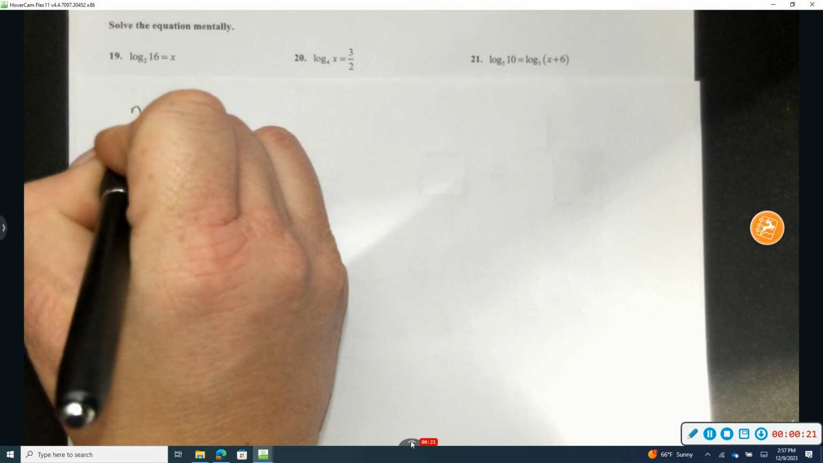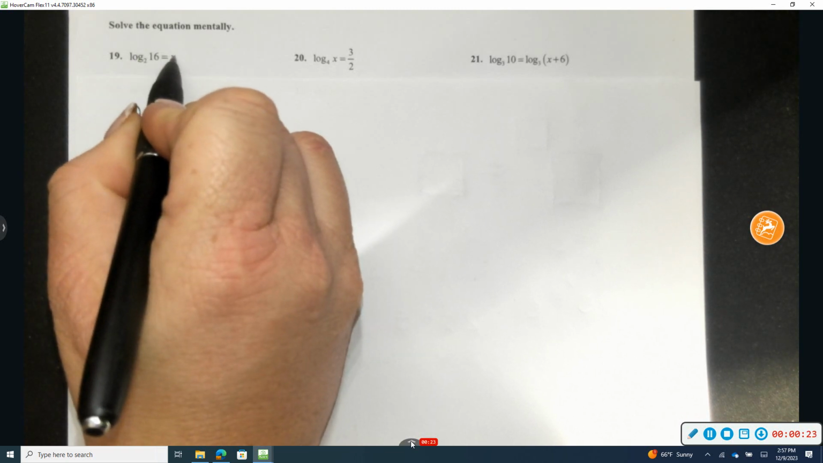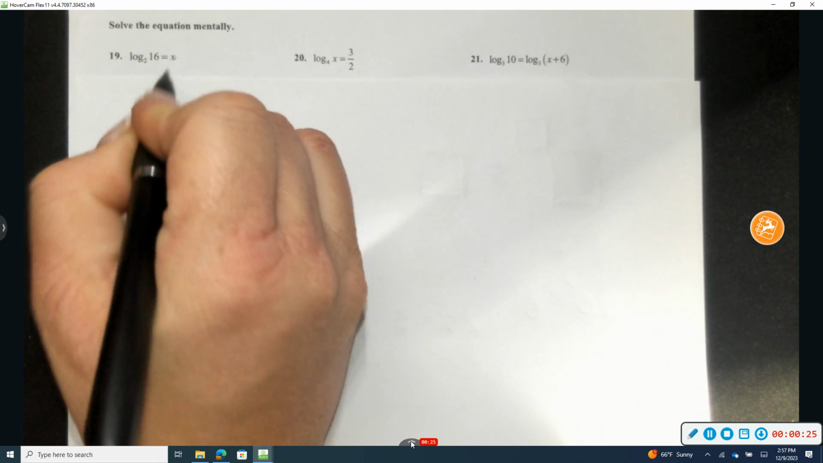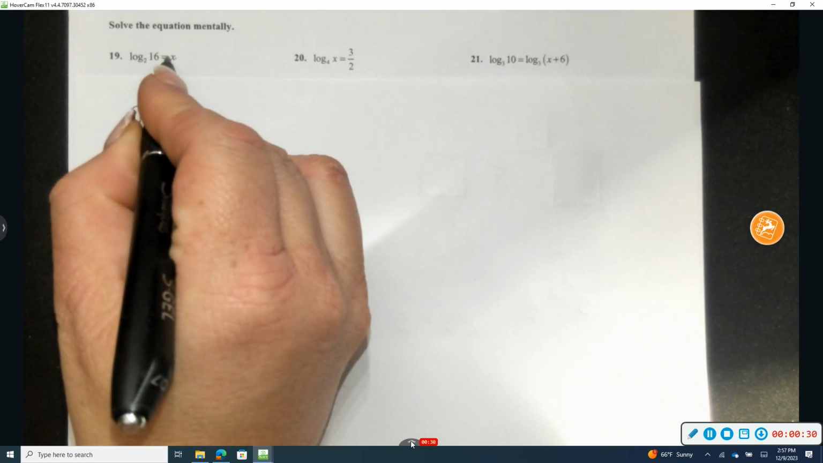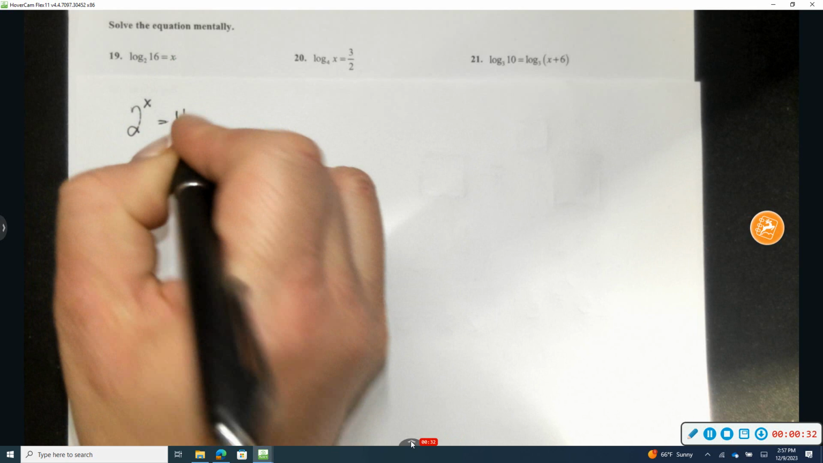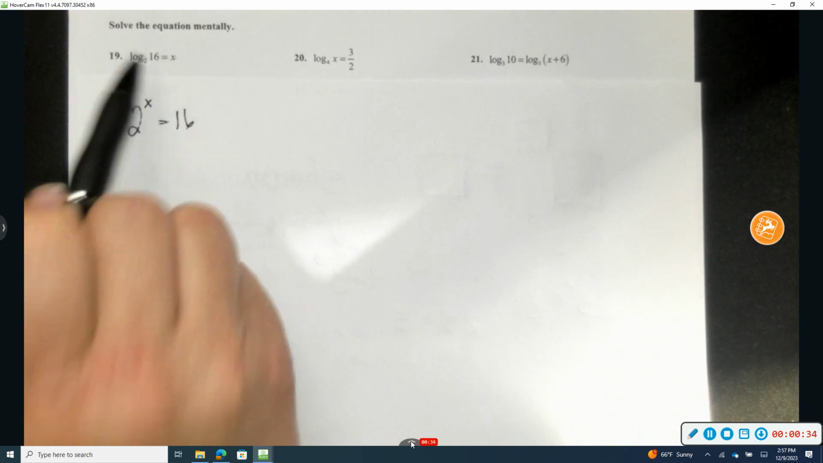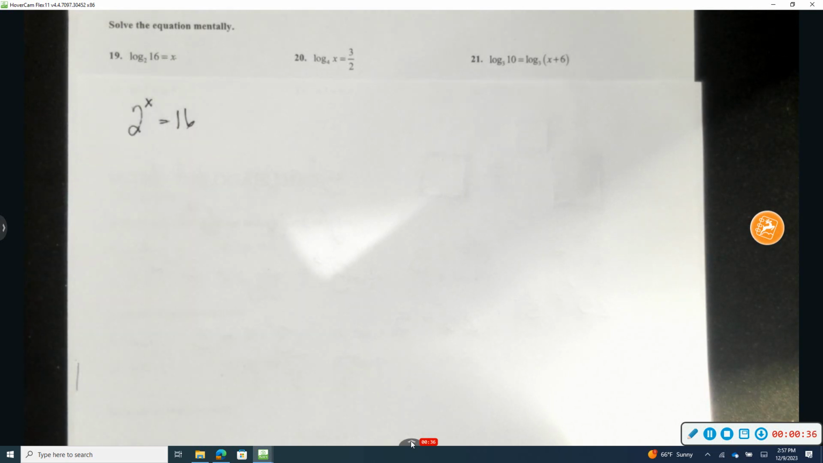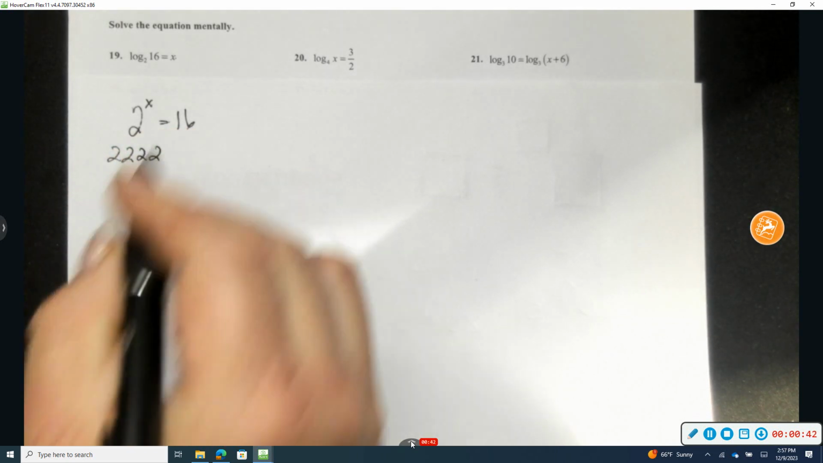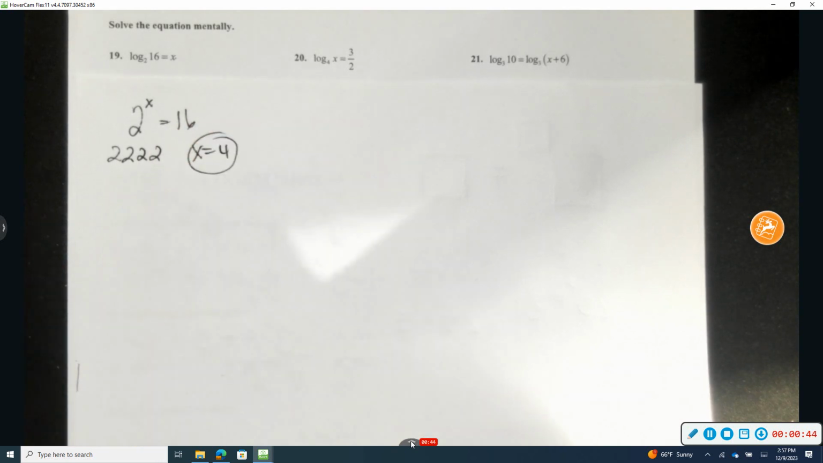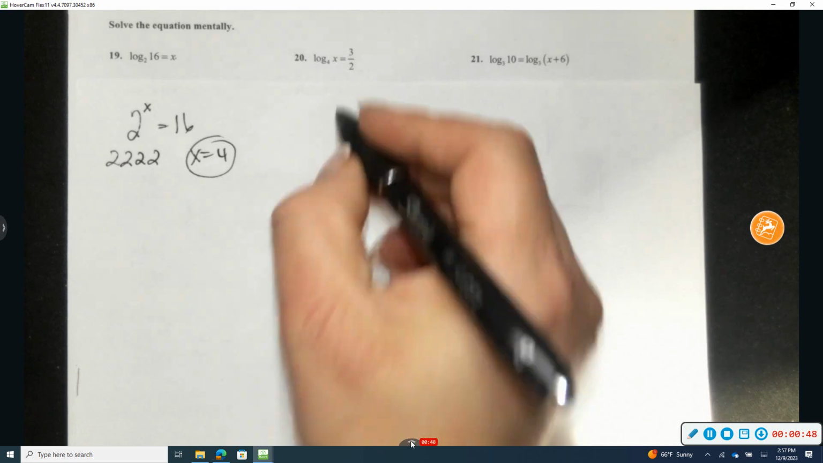So 2 is my base. I go across the equal sign and I push up whatever value, or in this case, it's the variable x. And then I bring it straight back, equals 16. 2 raised to the x equals 16. Now this is mental math. 2 raised to what number equals 16? 2 times 2 is 4, times 2 is 8, times 2 is 16. Correct answer is 4. Let's do the same thing for number 20, but 20 is a little more complicated.